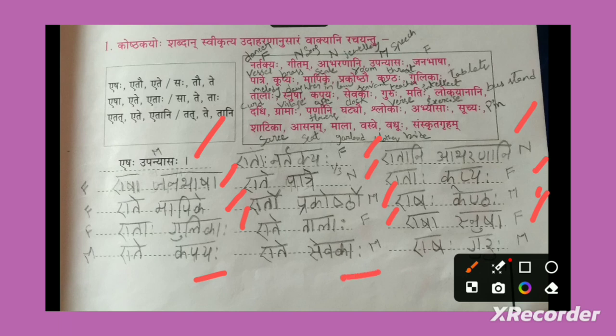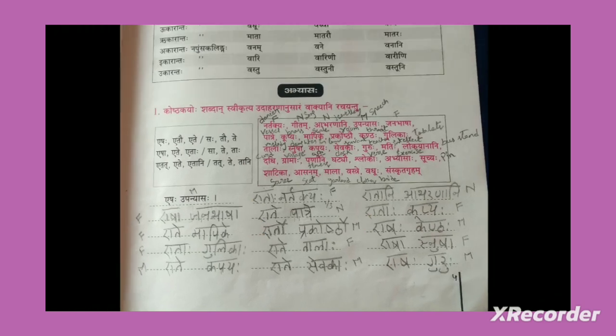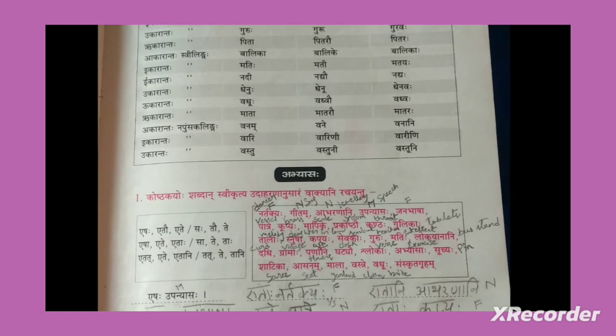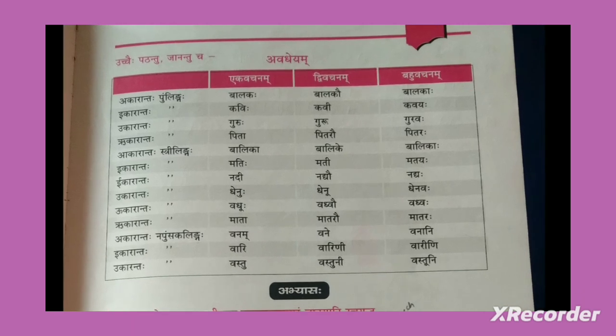एषः गुरुः. All these are the answers for page number 4. Page number 5. So in page number 5, what we have seen? We have already got a table of shabdas and its gender and singular or dual or plural. Everything you got, vachana and linga.